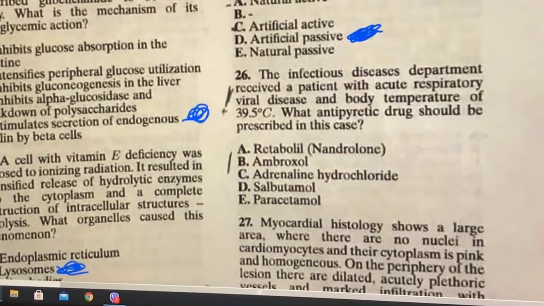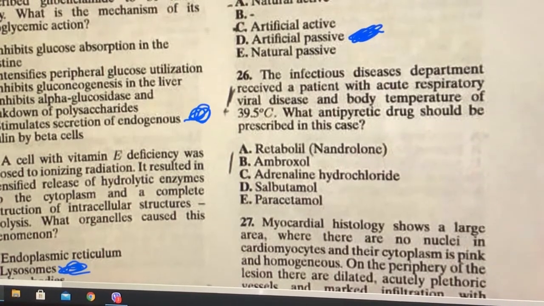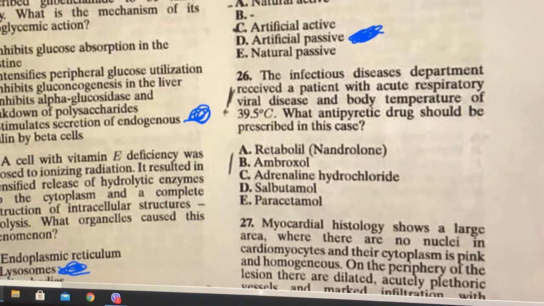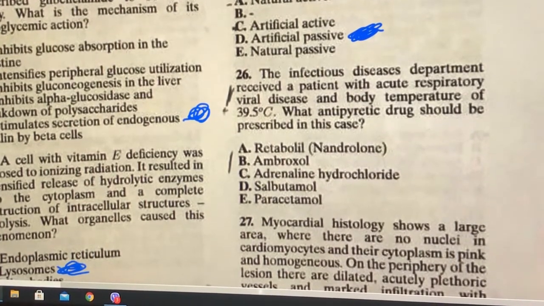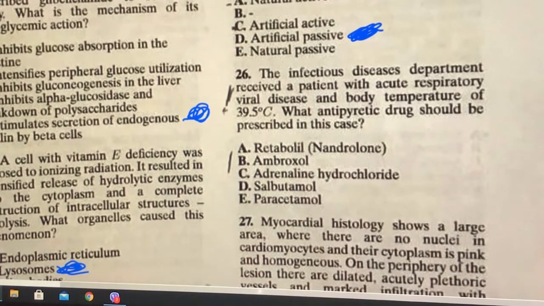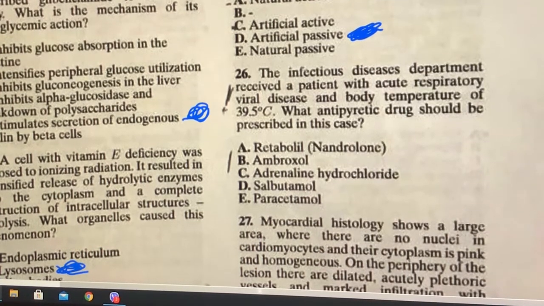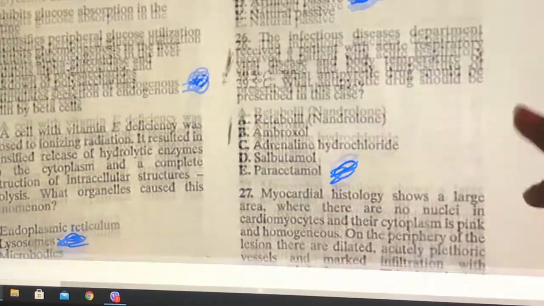26. The infectious diseases department received a patient with acute respiratory viral disease and body temperature of 39.5 degrees Celsius. What antibiotic drug should be prescribed in this case? I told you guys that pharmacology questions are like that. They give you the disease, they ask for the drug. So acute respiratory viral disease and the temperature is also given. They are asking you for an antipyretic drug, that is paracetamol, option number E.